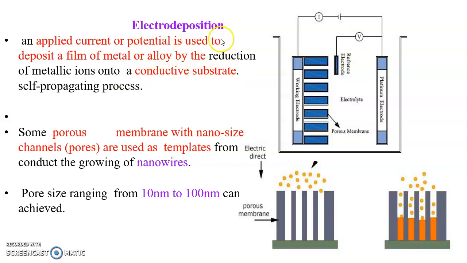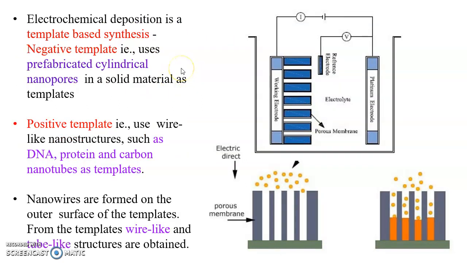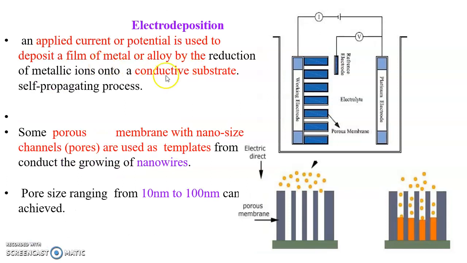In the case of electrodeposition, it is very much similar to electroplating, where we have an anode, a cathode, and an electrolyte. But we have a template here. An applied electric current or potential is used to deposit a film of a metal or alloy by the reduction of a metallic ion onto a conductive substrate. So this is a self-propagating process.